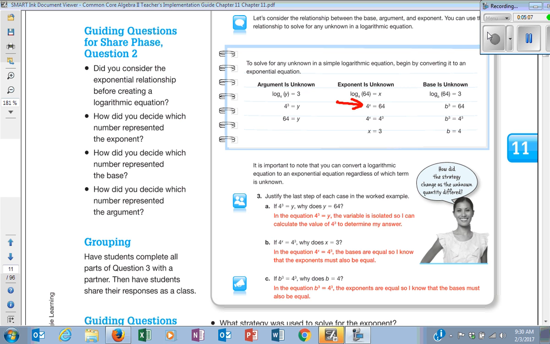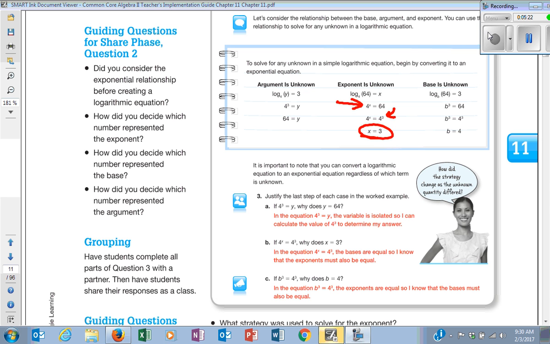4 times 4 times 4 is 64, and that's where they get 3, because 4 to the third is 64. So then if I have 4 to the x equals 4 to the third, then I know x has to be 3. We'll talk about some of the other situations a little bit later on. This is just basic knowledge.